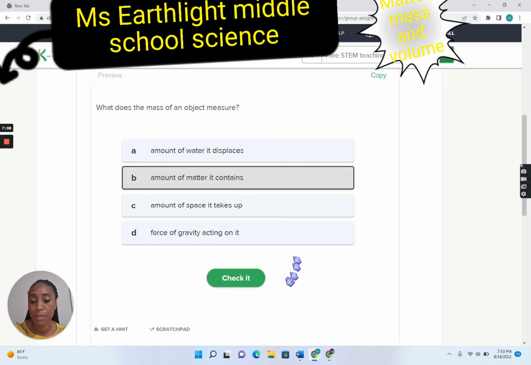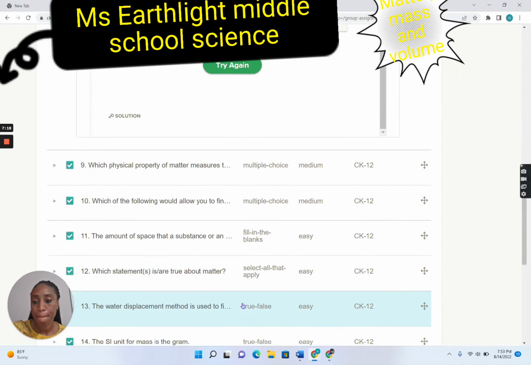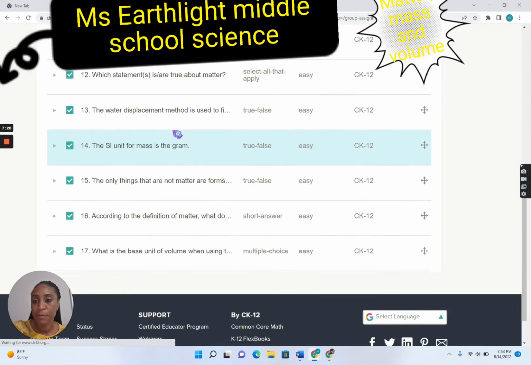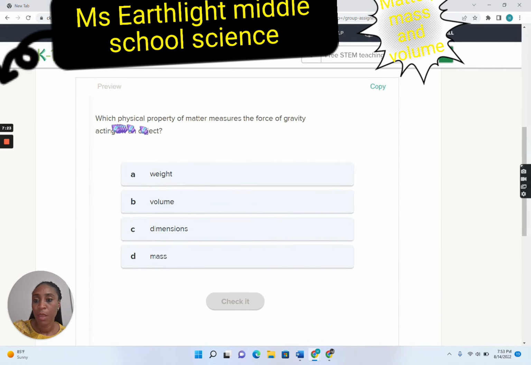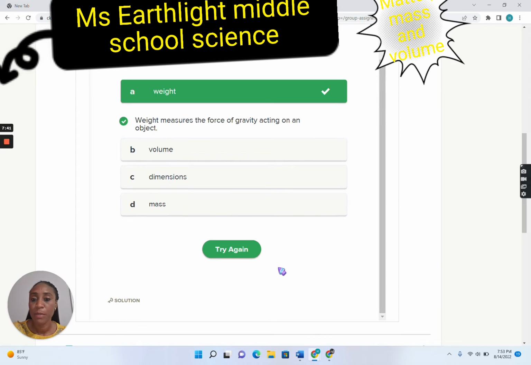And mass, if you said B, is the amount of matter in an object, or a substance. Question number 9. Which physical property of matter measures the force of gravity acting on an object? Is it the weight, the volume, the dimensions, or the mass? If you said weight, then you're correct. So weight measures the force of gravity acting on an object.